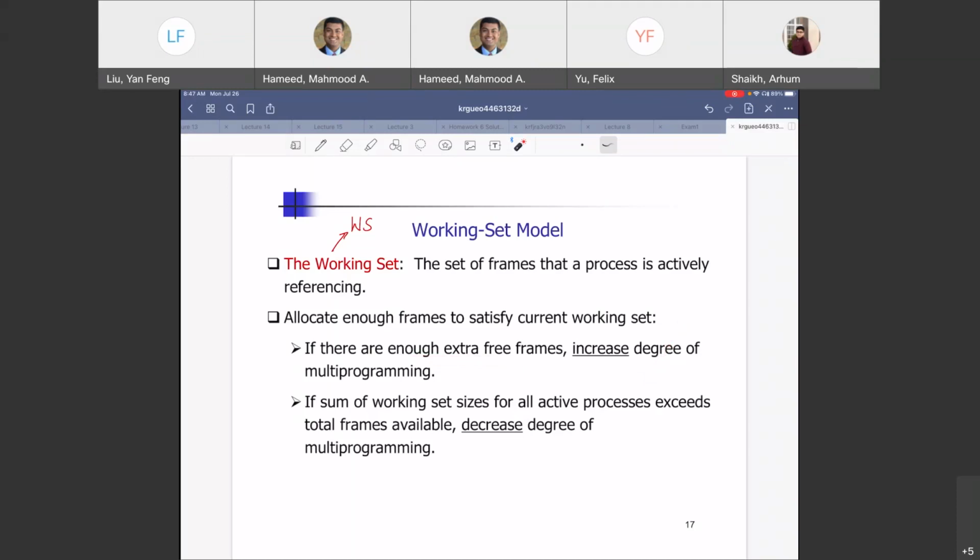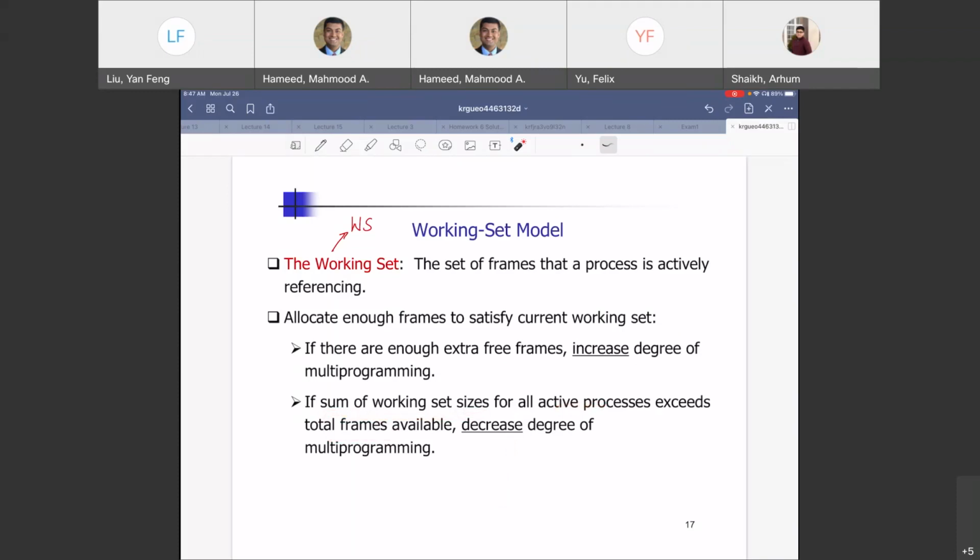But this could lead to a problem. Everybody is fighting for the same amount of physical space. So if the sum of working set sizes for all the active processes exceeds the total number of frames that are available, you decrease the degree of multiprogramming. So instead of going to 100 processes, stop at 90, right? You guys see how this is going to work?